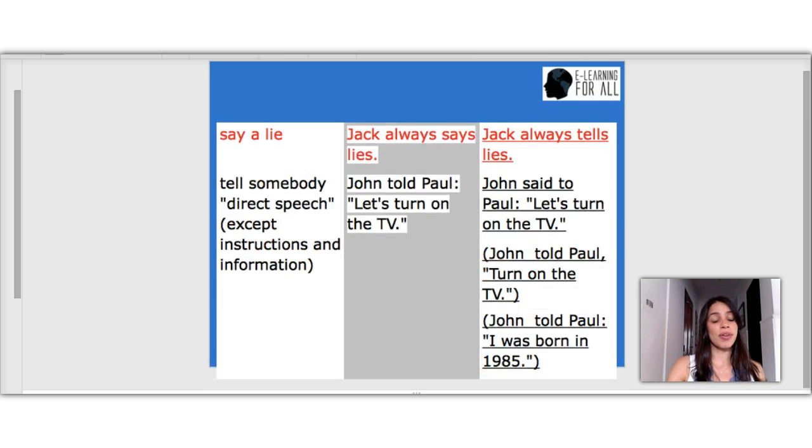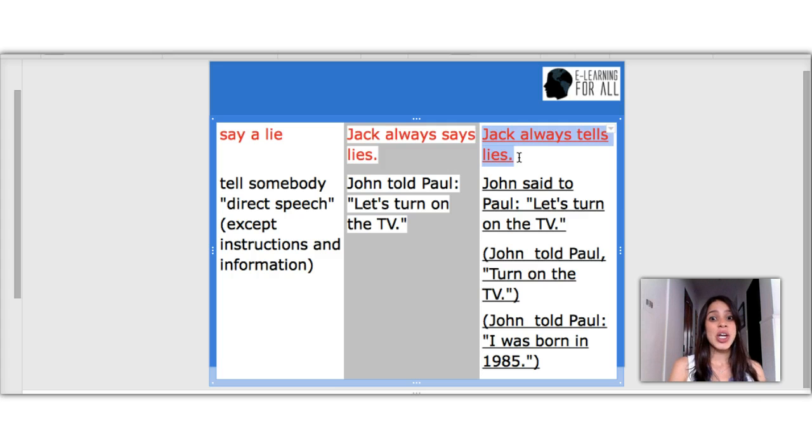We have more examples of things that we cannot do. You cannot say a lie. Do you know what a lie is? It's something that is not true. Yes, when you invent a story to someone, you are telling a lie. Okay, so we don't say a lie. We tell a lie. This example is wrong. Jack always says lies. This is wrong. The correct is Jack always tells lies.